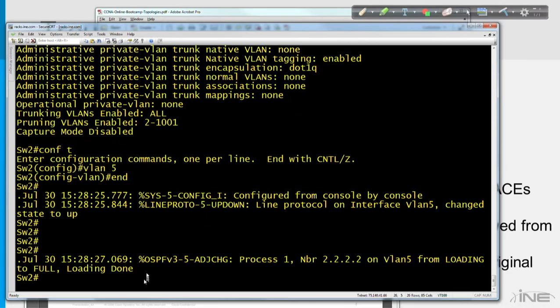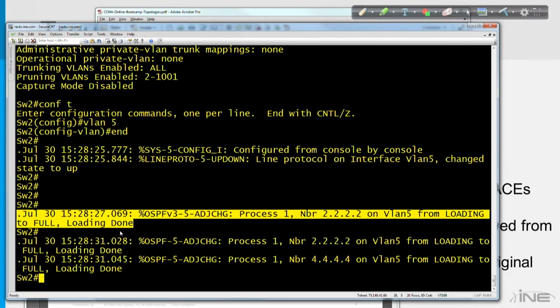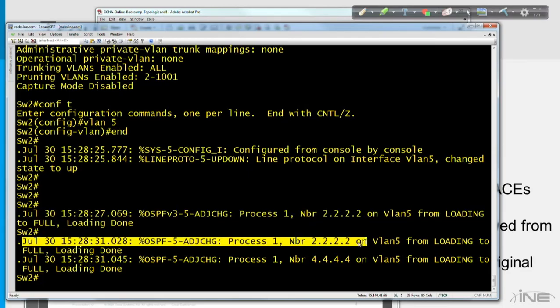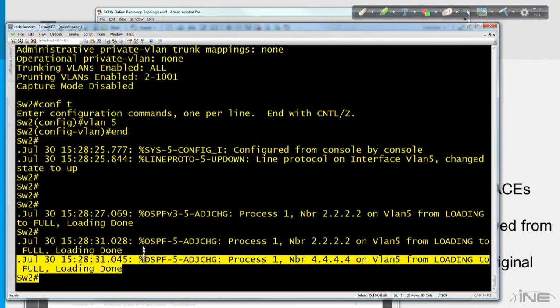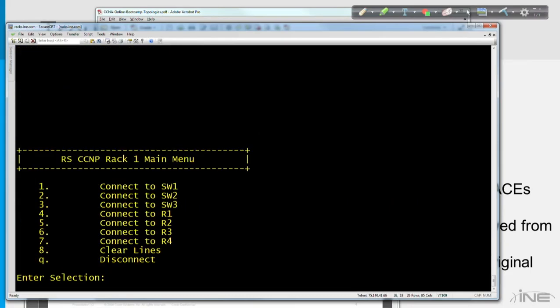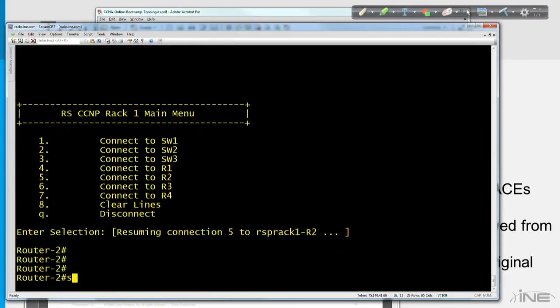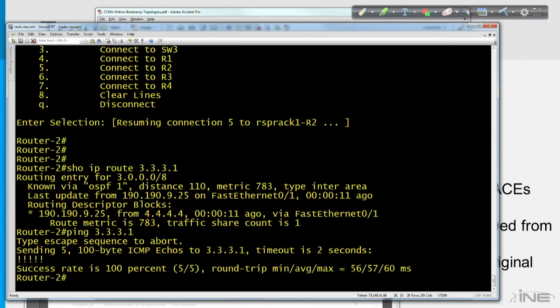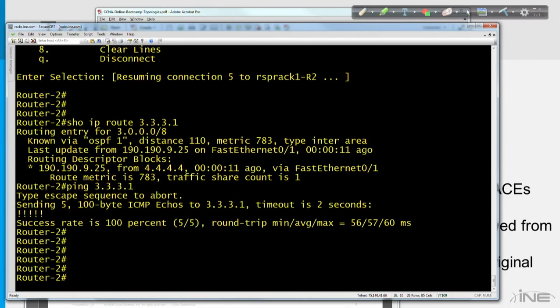Look at that. Now I have an OSPF neighbor relationship. I just got a neighbor relationship with router 2, who is the guy I was trying to ping from in the first place, and router 4. So now can I do my ping from router 2 again? Does router 2 now have the route? Show IP route 3331. Look at that. He's got a route. And the ping is successful.